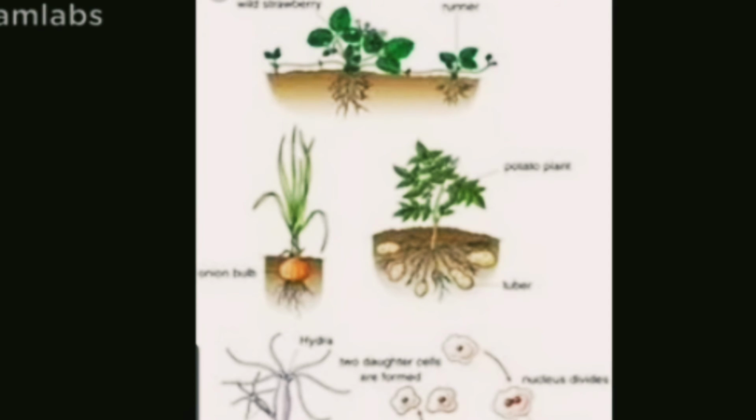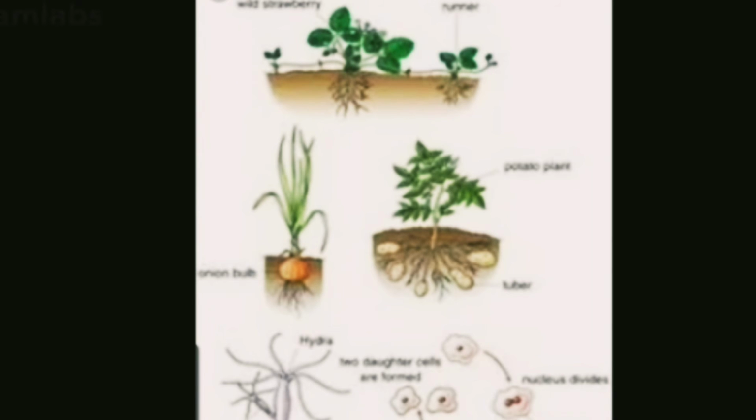And these are different modes. The first image shows runners. By separating the runners, you can grow the plant. The second image shows bulbs. By separating the bulbs, you can grow the plants. By the tubers, separate the tuber, and the tuber will develop as a new plant.